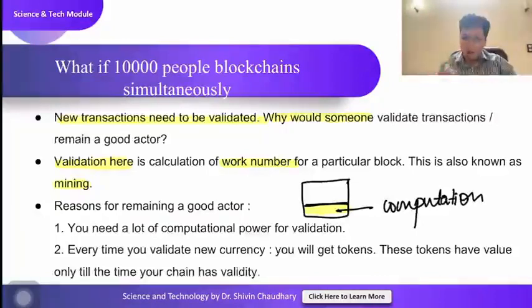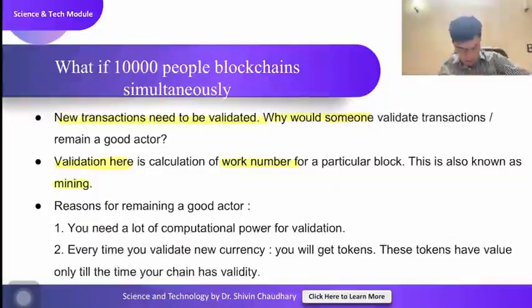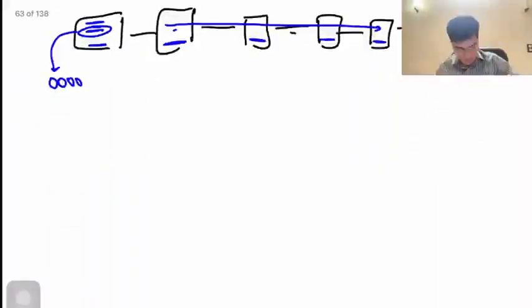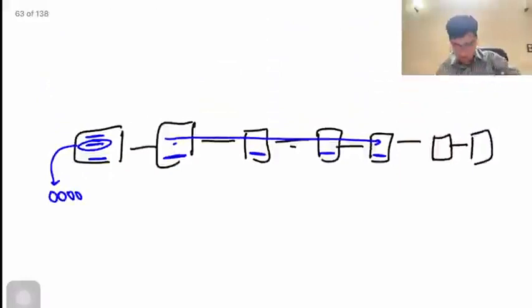Okay, now why would you want to remain a good actor? Why would you want to validate transactions? Every time you validate, let's say for our entire system we have 10,000 people, but you are the one who calculates the work number of the new block, you will get certain money, and that money in digital language is called tokens, right? There is already this chain existing. Now let's say this new transaction has to be added.